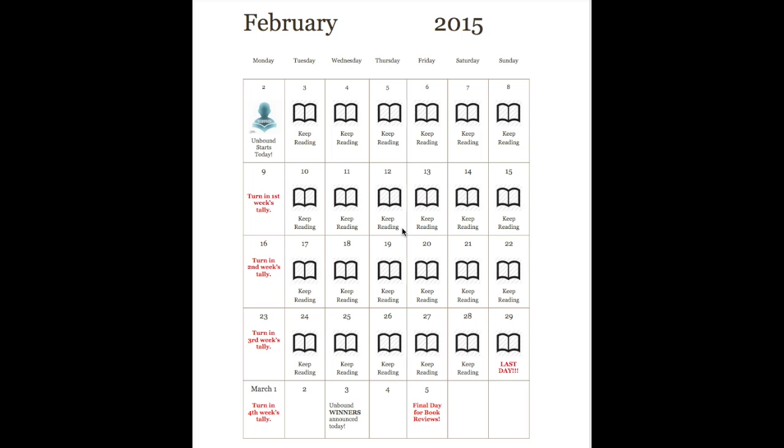On Wednesday, we hope to announce the winners of Unbound, and on the 5th of March is the final day for book reviews to be turned in. Anytime during the month, you can turn in a book review for a student, and we'll populate it on our book review website. And then as students complete their book reviews, they're going to be able to pick a book of their choice, and we'll send you those forms after the entire initiative has been completed.